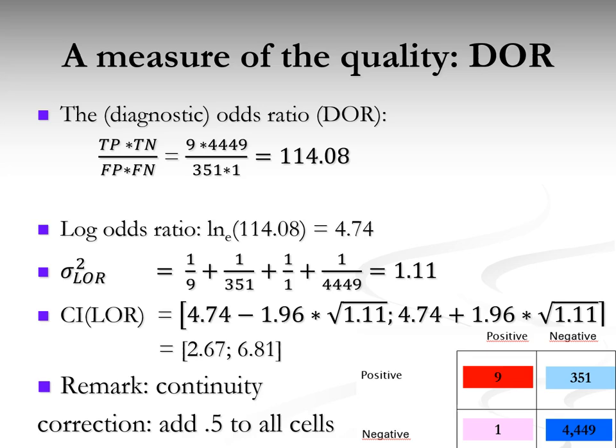Remark: suppose that one of the cells does not include cases, or that in one of the cells the number is equal to 0. In that case, you cannot calculate the odds ratio or the sampling variance of the odds ratio. So a solution that is often used is that you can add 0.5 to all of the 4 cells to avoid that in one of the cells you have 0.